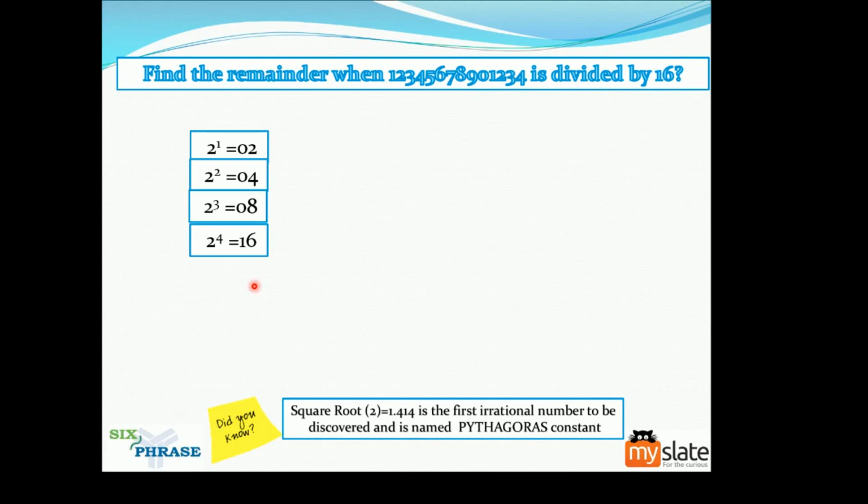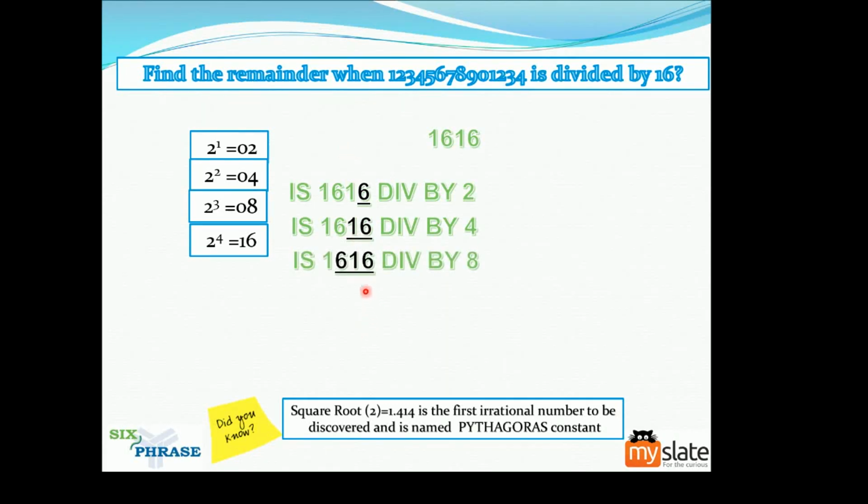Okay. So now let us take this number 1616 for example. Is 1616 divisible by 2? How do you know? Look for this last digit. See if it is divisible by 2, then the whole number is divisible by 2. Is 1616 divisible by 4? Look for these 2 digits. See if it is divisible by 4, then the whole number is divisible by 4. Is 1616 divisible by 8? Look for these last 3 digits. See if it is divisible by 8, then the whole given number is divisible by 8.